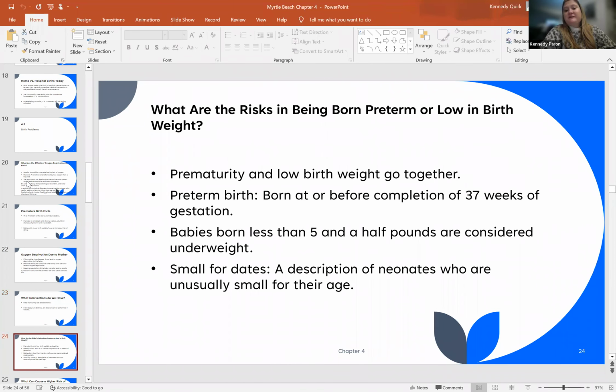So what are the risks of being a preterm birth or a low birth weight? Prematurity and low birth weight go together hand in hand. Preterm birth is anything before 37 weeks of gestation. Babies 5.5 or less pounds are considered underweight. And small for dates is a descriptor of neonates who are unusually small for their age.